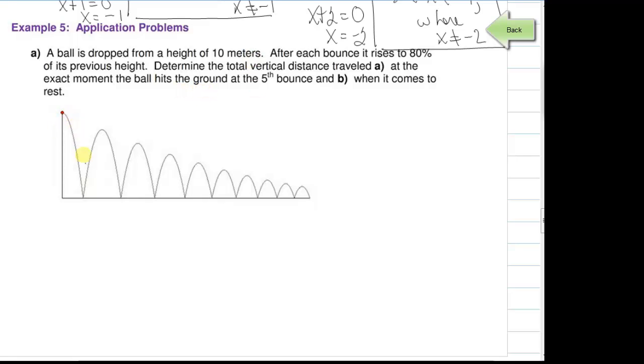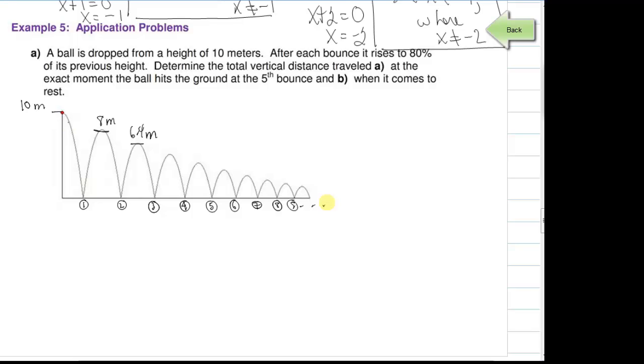All right, so here's a picture of what our bouncing ball might look like. Okay, and we're going to start at 10 meters. And it will rise to 80% of that on the next rise, okay, which 80% of 10 is 8. And then on the next one, 80% of that, which would be 6.4, and we could keep doing that, but it won't be necessary. Okay, bounces on this diagram are considered to be 1, 2, 3, 4, 5, 6, 7, 8, 9, and so on.